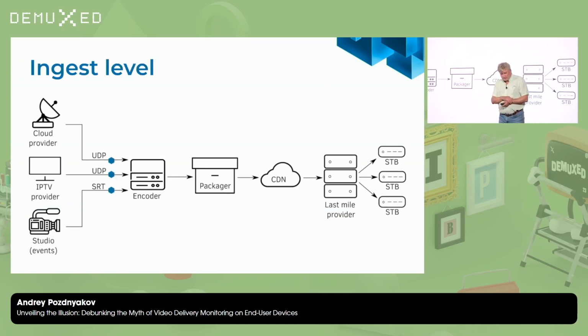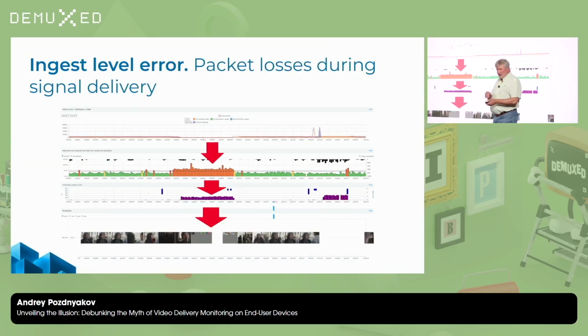Ingest level. On the ingest level, we control general characteristics of incoming streams, like video quality, video freeze, audio loss, packet loss, whatever else. And usually we have around 15% of errors coming from ingest. I mean 15% of the 100% of errors that we have on the last mile, on the set-top box itself.